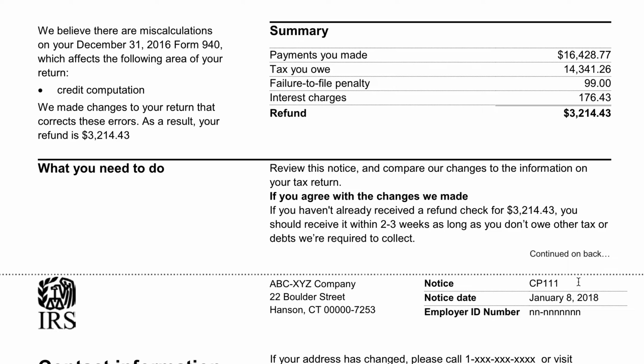So let's take a look. If you agree with the changes, then you'll receive a refund check. If you have not, then you can follow up with the IRS by filing IRS Form 3911. We'll put links in the show notes to that. If your tax refund was offset by other debts, then the IRS does have the obligation to do that, so any tax refund offsets are not reflected in this statement.